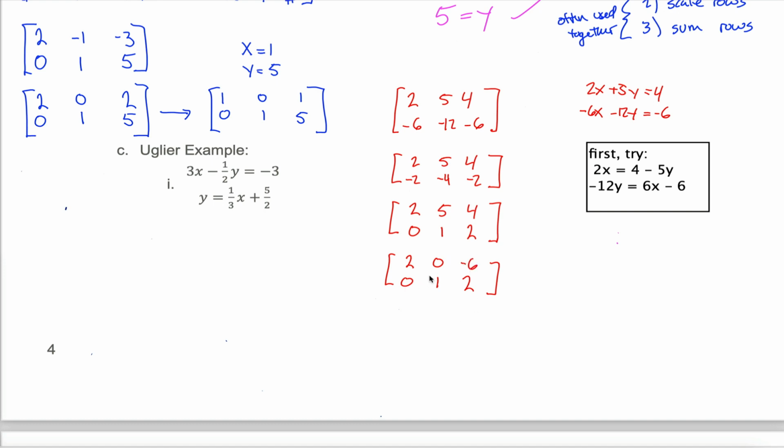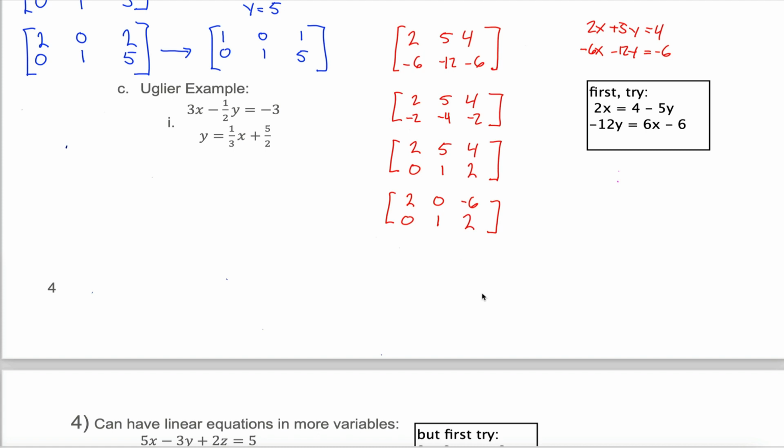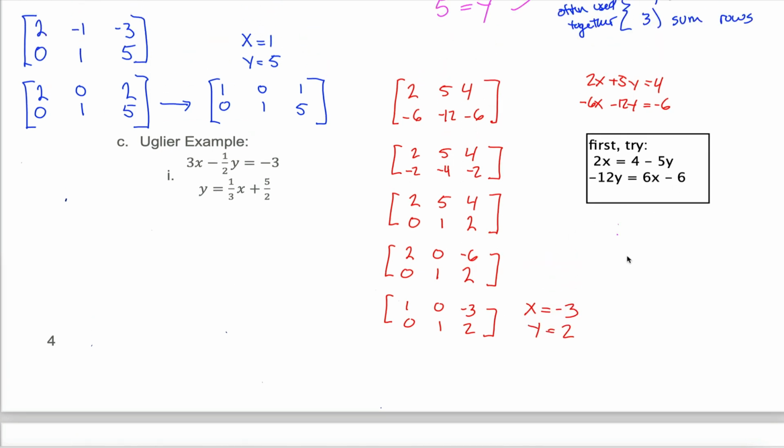Good news, we got the zeros in the spots that we want, so now we worry about our 1s. This value is already a 1 coincidentally, so all we got to do is make this value a 1. How are we going to make that value a 1? Just divide everything in this row by 2. We get 1, 0, -3, 0, 1, 2. We have our matrix in the desired form. That means that x is equal to -3 and y is equal to 2 is the solution to this system of linear equations. If you're not sure you did things right, try plugging it in.